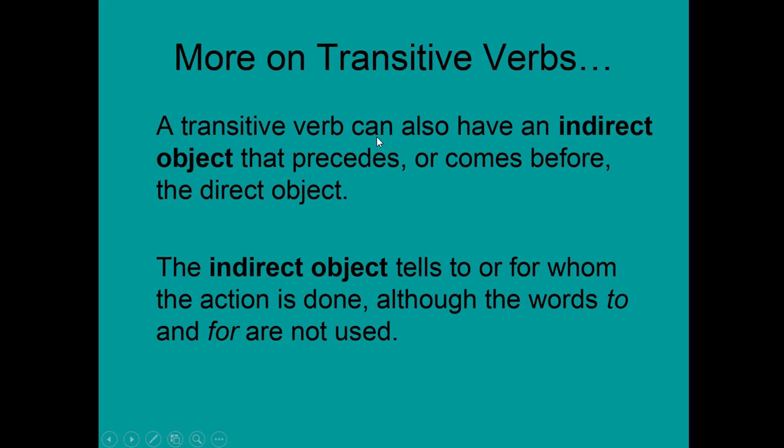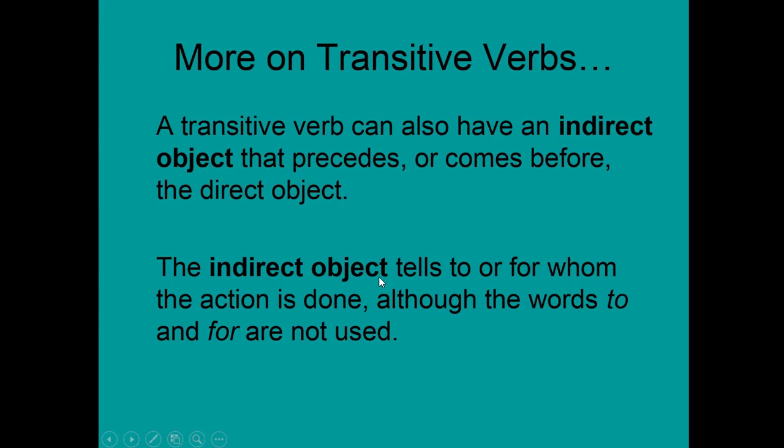More explanation about the transitive verbs. A transitive verb can also have an indirect object that precedes or comes before the direct object. So again, what is the meaning of these words? If I say, I sent my mother some flowers, my mother is the indirect object and some flowers is the direct object. Also, I can say, I send you a message. You is the indirect object. A message is the direct object.